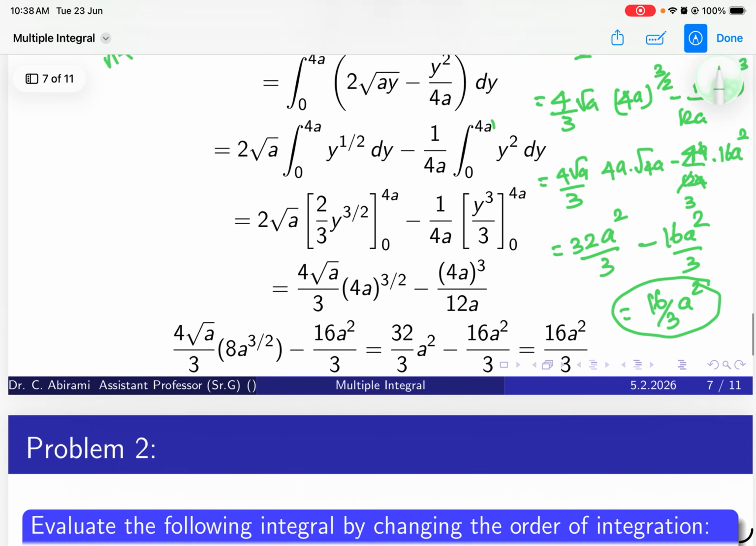So next, I want to discuss one more problem related to changing the order of integration. Evaluate the following integral by changing the order of integration. Double integral over x from a minus square root of a squared minus y squared to a plus square root of a squared minus y squared, y from 0 to a, of xy dx dy.